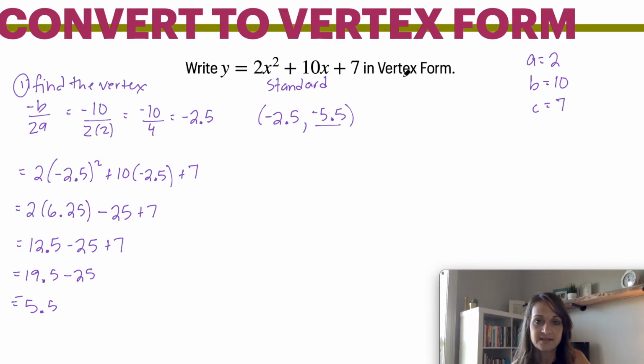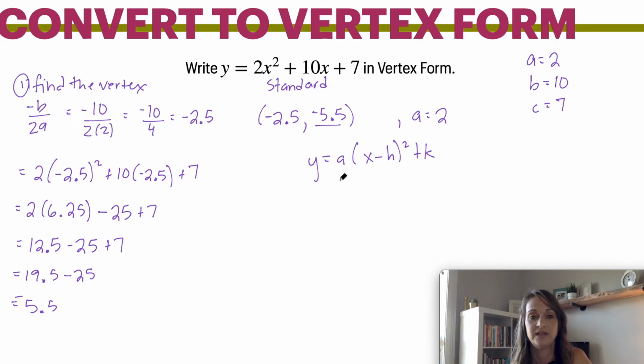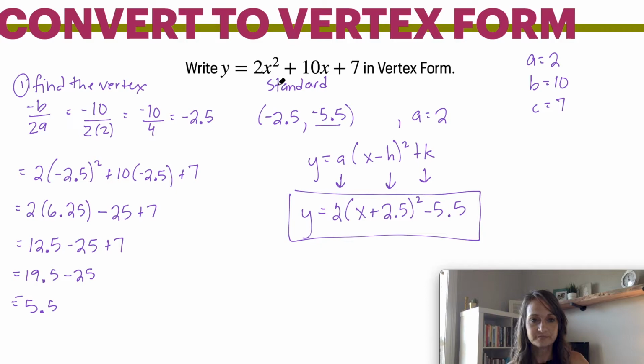Now that we know the vertex and we also know a is 2, we can actually write it into our vertex form, which is y = a(x - h)² + k. We know a, it's 2. We know h, it's -2.5, so it's going to change signs to become a positive. And we know k, it is -5.5. And we have now written our equation from standard form into vertex form.